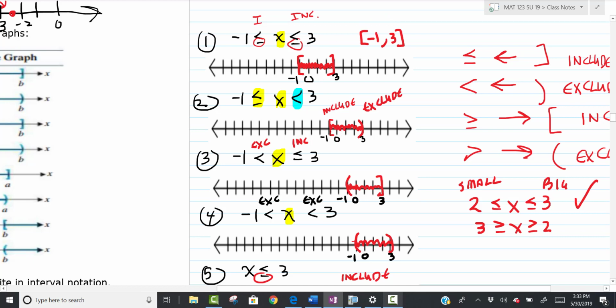Same thing here. This one starts at -1, includes it, so the bracket, comma 3, exclude the 3, goes like that.